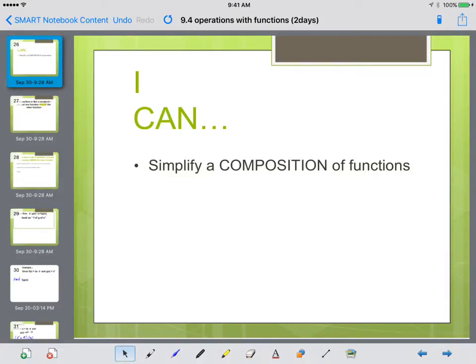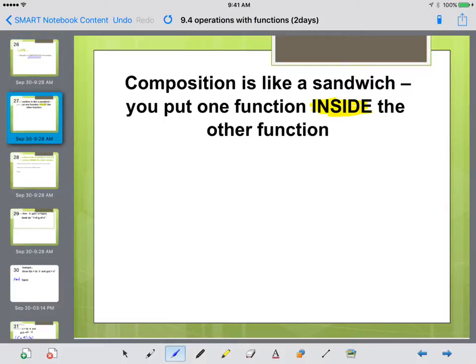Welcome to this lesson on composition of functions. By the end of this lesson, you should be able to simplify a composition of a function. Let's dive right into the steps on how to do that.